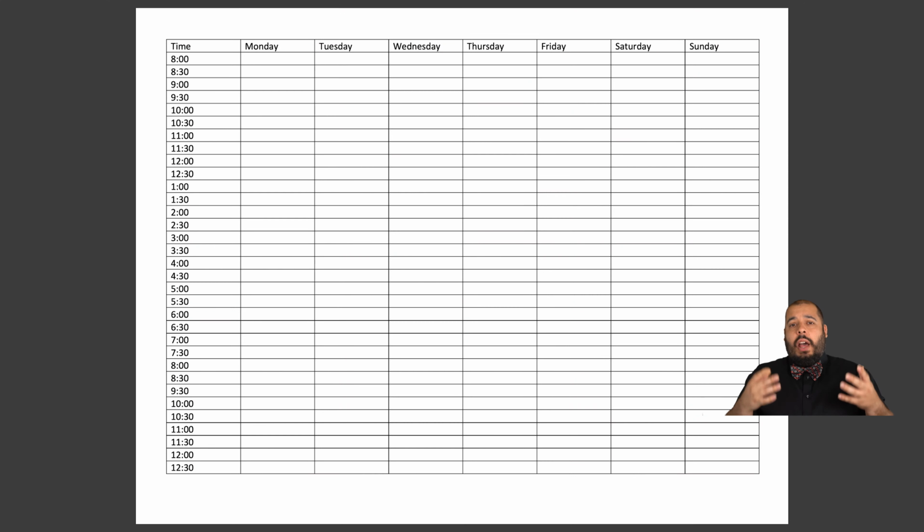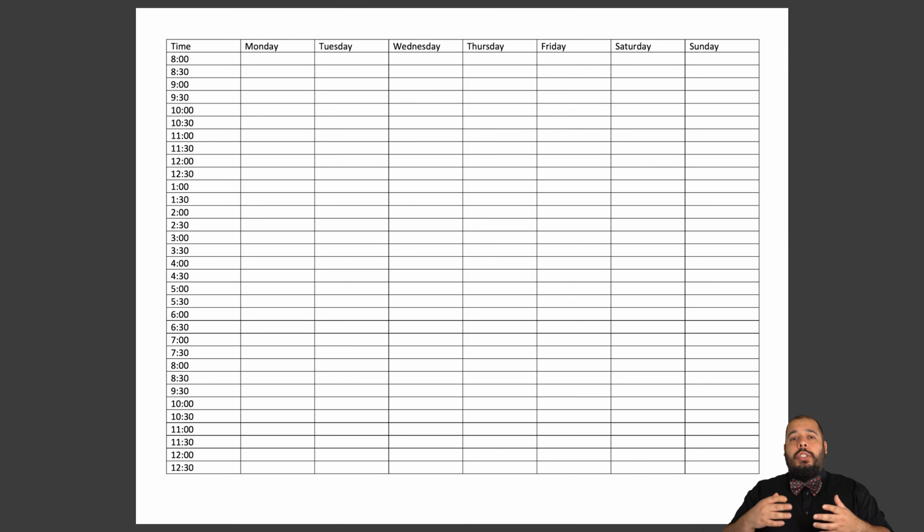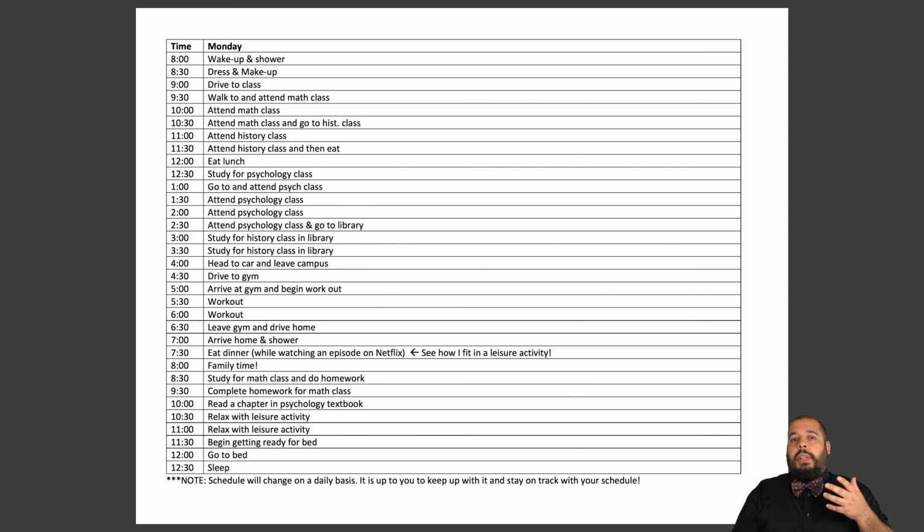There are downloadable templates if you just Google weekly calendar, or just get a blank piece of paper and write on top of the paper the days of the week. Then on the left margin, write the times of the day in 30-minute increments. Once you do so, plan out what you are going to do for that week at specific times.